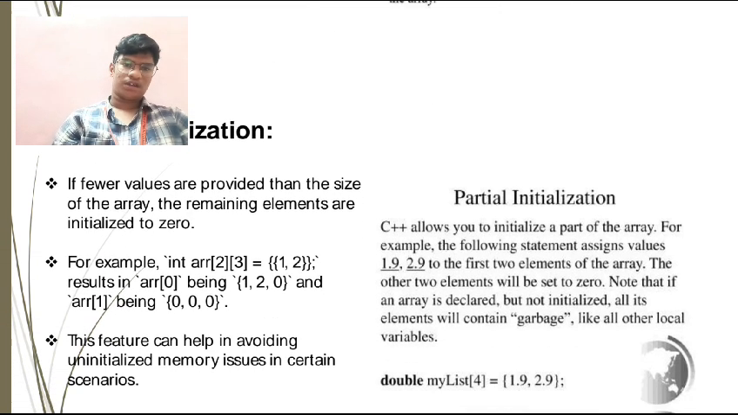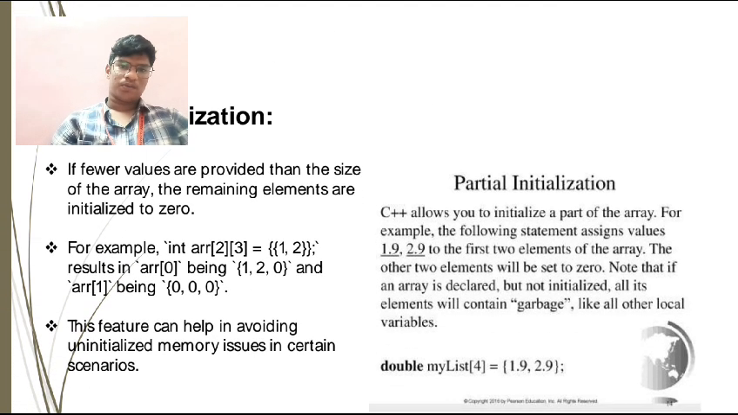Partial initialization. If fewer values are provided than the size of the array, the remaining elements are initialized to 0. For example, int r[2][3] equals 1, 2 results in r[0] being 1, 2, 0 and r[1] being 0, 0, 0. This feature can help in avoiding uninitialized memory use in certain scenarios.